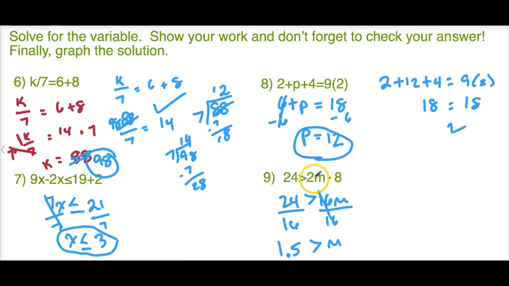So again, if I pick a number less than 1.5 and substitute it in, so if I pick 1, 2 times 1 is 2, 2 times 8 is 16. As long as my answer is less than 24, then I'm good to go. Alright, moving on.